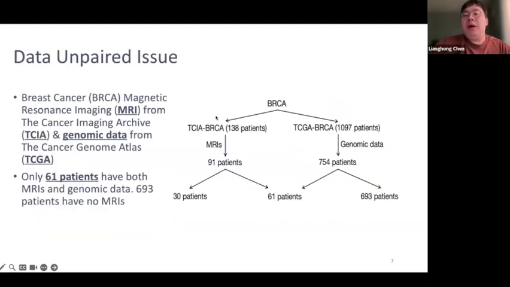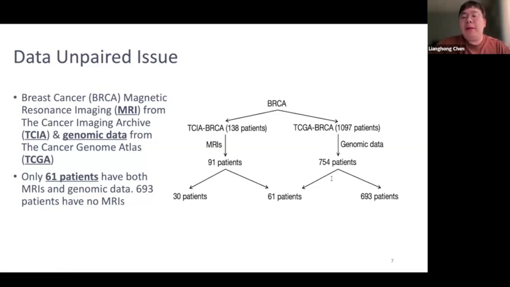However, current radiogenomic study is actually facing a challenge, which is the data unpaired issue. The data unpaired issue refers to the missing of image data or genomic data in the data set. In our study, we collect data from two databases. We collect MRIs from the Cancer Imaging Archive and collect genomic data from the Cancer Genome Atlas. We call these two databases TCIA and TCGA later.